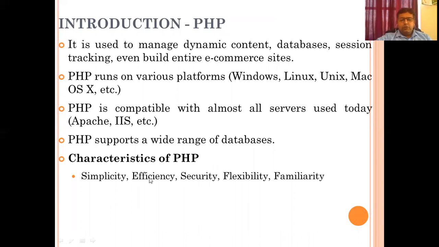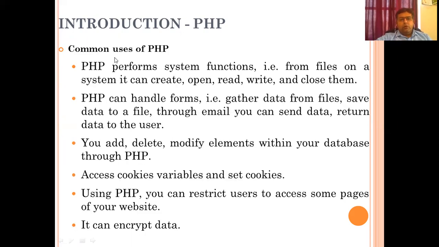Now, which are the characteristics of PHP? Simplicity, efficiency, security, flexibility, and familiarity, right? So these are the five characteristics that you also have to remember: simplicity, efficiency, security, flexibility, and familiarity. Now, common uses of PHP. So PHP performs system functions. As for example, with files on a system, it can create, open, read, write, and close them. So these are the basic file-related functions that can be used by PHP.